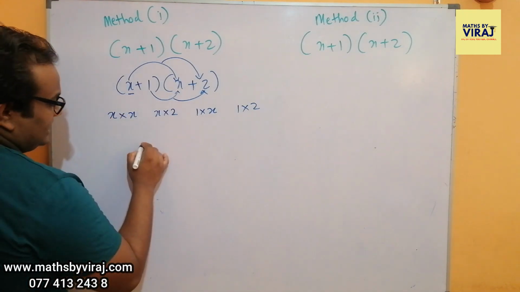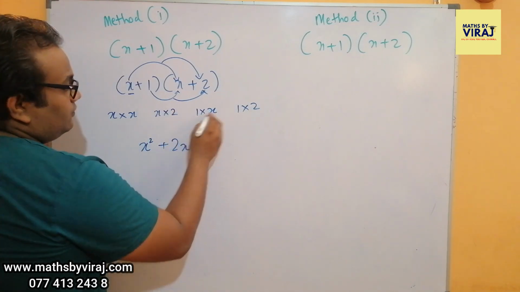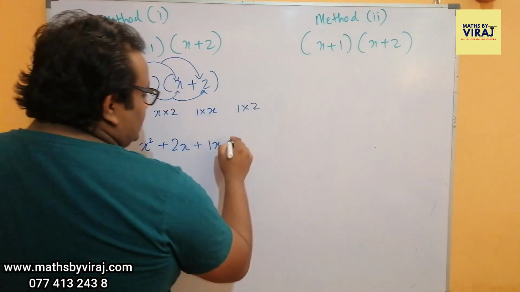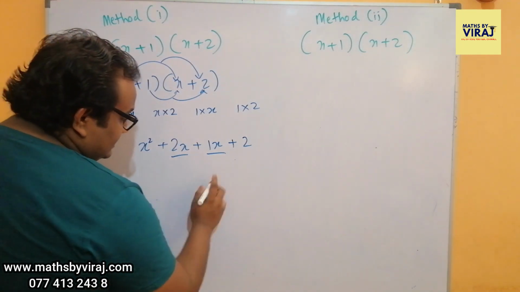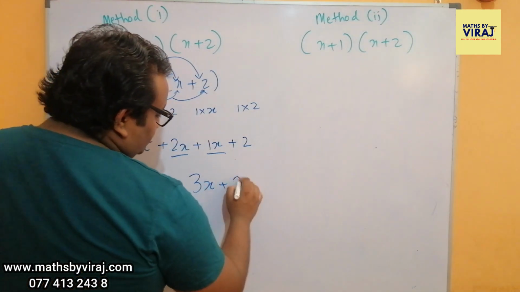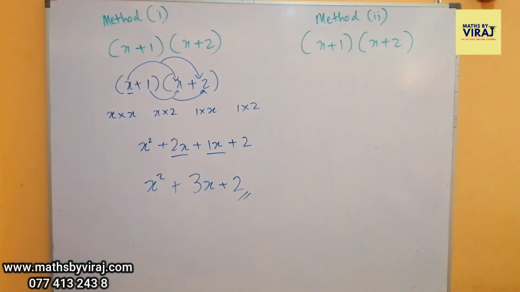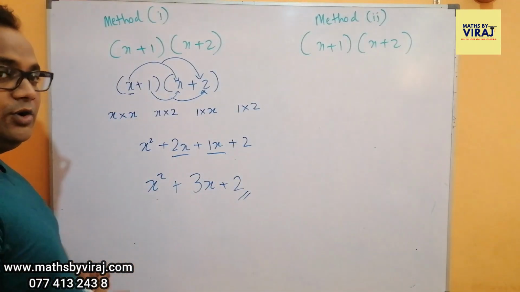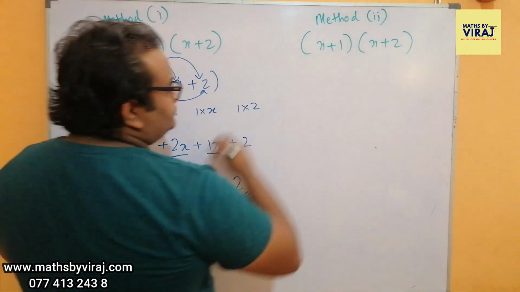Therefore, x into x, the answer is x squared. X into 2, the answer is 2x. 1 into x, the answer is 1x, or you can write it as x. 1 into 2, the answer is 2. Children, 2x plus x, the answer is 3x. And the other two terms, we can write it as follows. So the final answer is x squared plus 3x plus 2. Now some children find it difficult or tricky when multiplying in this way. Now let's go to method 2.